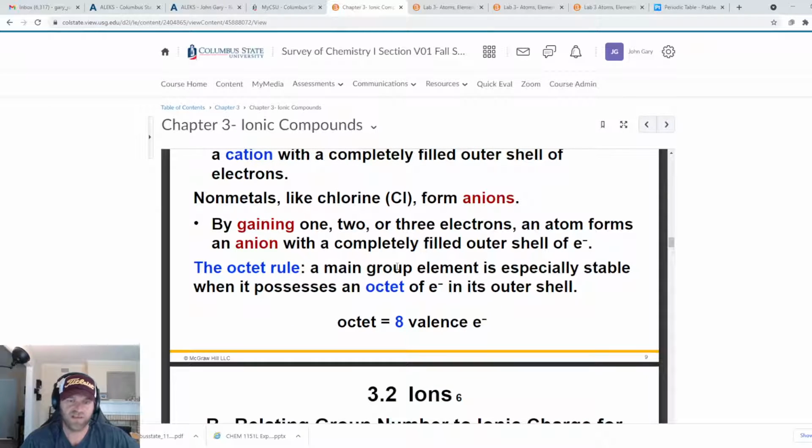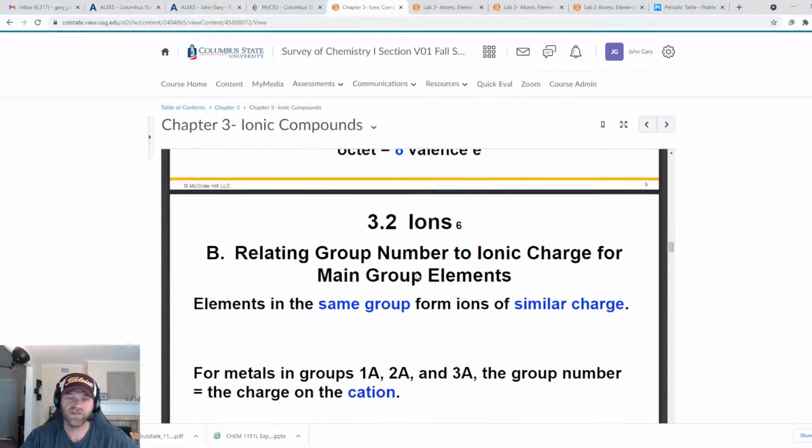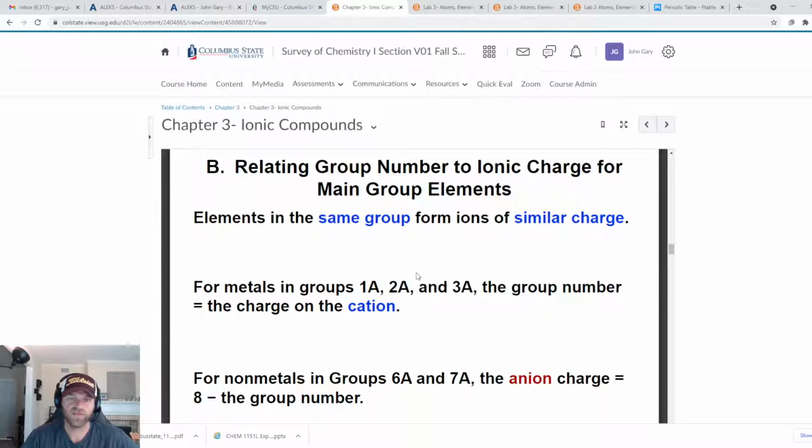And we talked about the octet rule. That just means you have 8 valence electrons. You would like to have 0 or 8. All right, and so almost all reactions or chemical compounds are seeking to accomplish that. They're seeking to get 8 electrons around an atom, 2 around a hydrogen and a helium. Remember that hydrogen and helium can only have 2 because they only have 1 orbital.